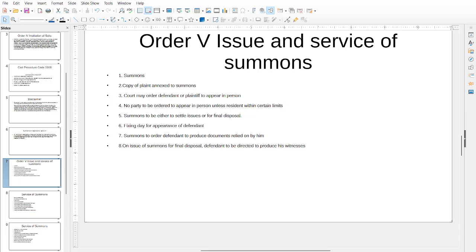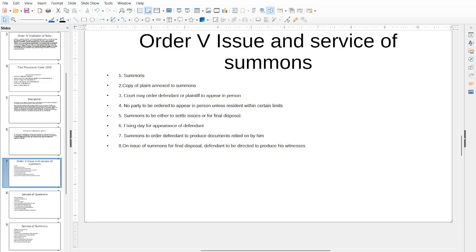Every summons which is issued to the defendant should be signed by a judge or an officer appointed by the court to serve the summons, and it shall be sealed with the seal of the court. So an officer is appointed, and it is sealed and sent to the defendant. It is a kind of notice.